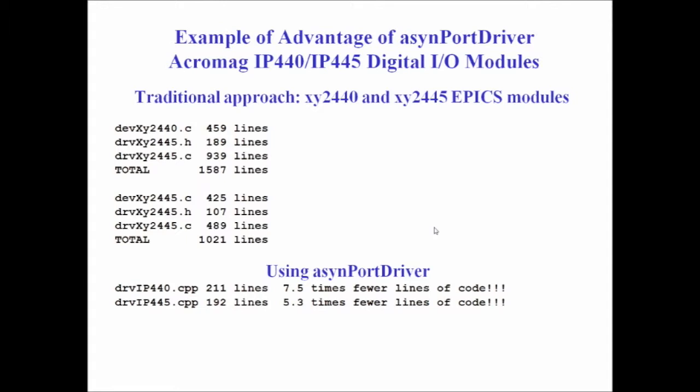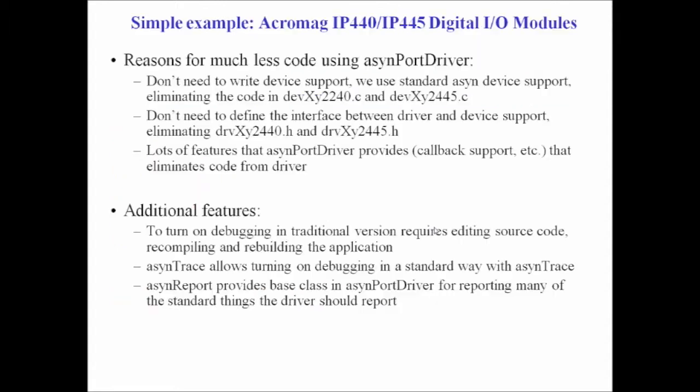For one device it was like 1,600 lines of code, and for the other device it was 1,000 lines of code. I rewrote that using AsynPortDriver, and for the 440 it went from 200 down to 211 lines of code, 192 lines of code. So factor of 7 to 5 reduction in the number of lines of code with no reduction in capability. The reason that it uses much less code is we don't have to write device support. We use all the standard epics device support, so that gets rid of these two files.